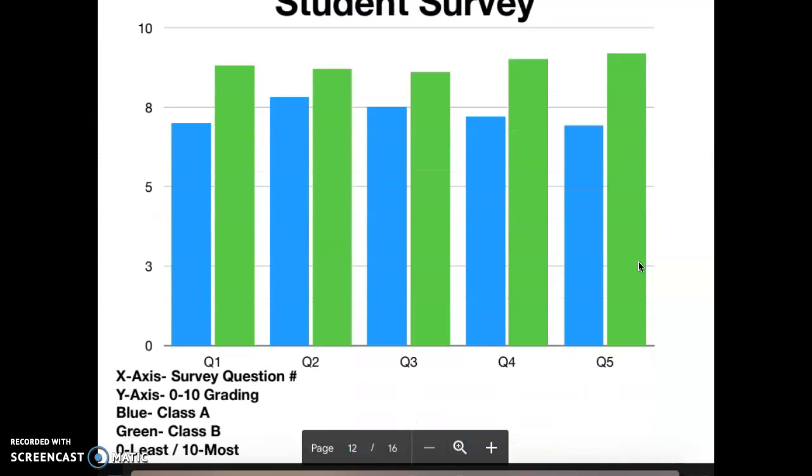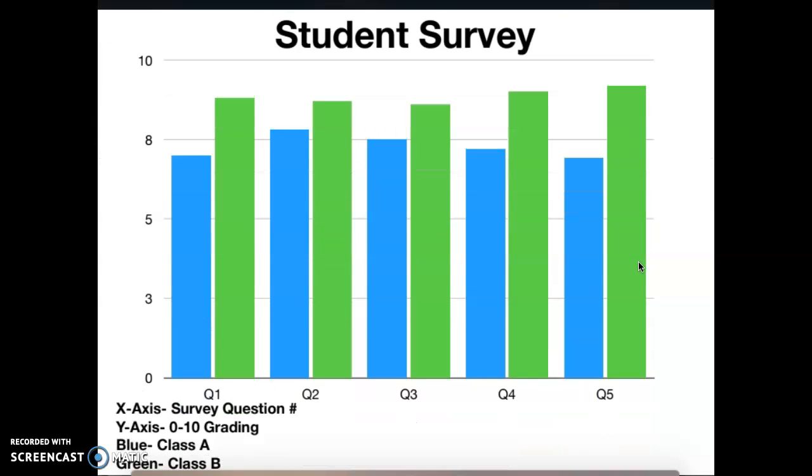So this was the survey afterwards. On the x-axis, you see the question numbers. On the y, it was 0 to 10, 0 being the least, 10 being the most. Classroom A is the blue, classroom B is the green, and as you can see, classroom B with the student-led teaching showed a lot higher enjoyment and overall scores, and how much it really got their attention and improved their participation.